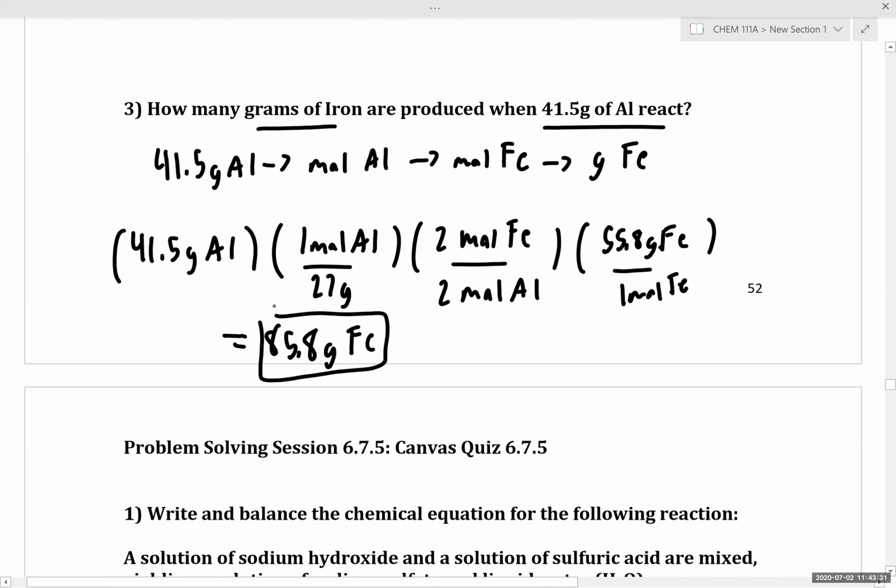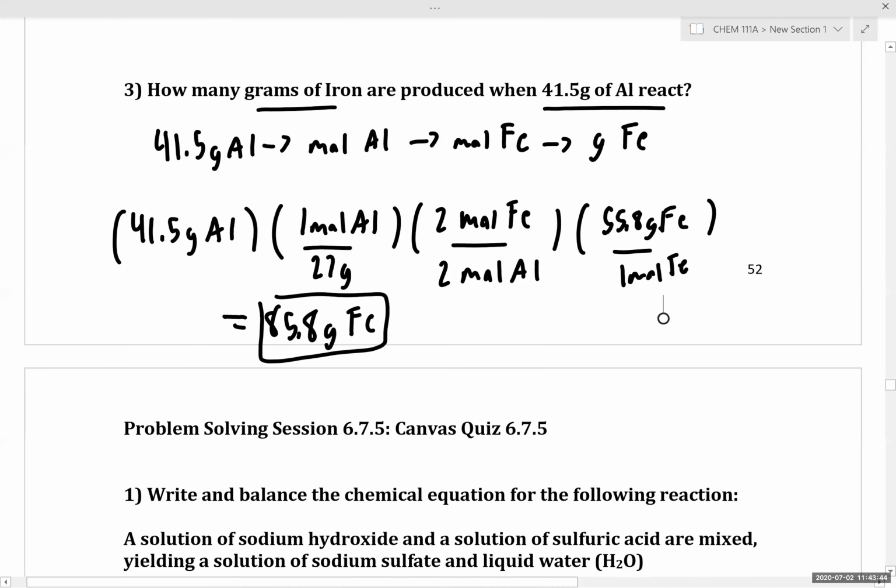Any questions on this example? Is everyone feeling more comfortable with stoichiometry, with writing balanced equations and using those equations in order to calculate the mass of product generated or reactant required?